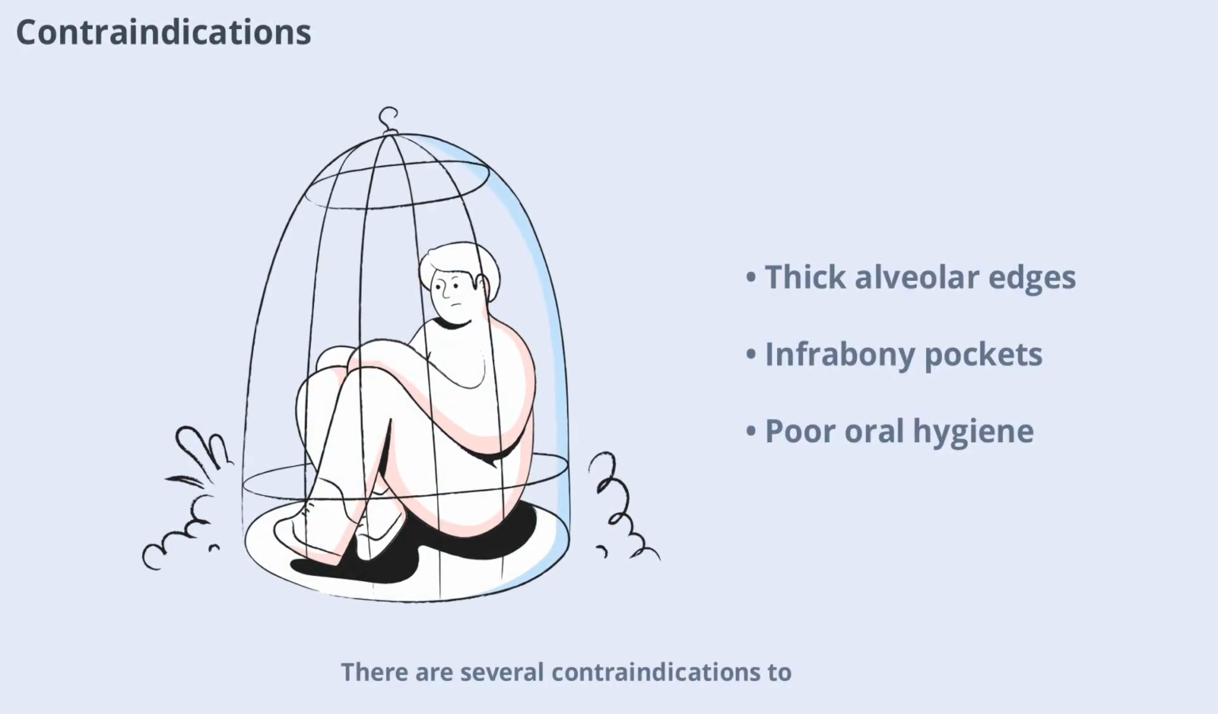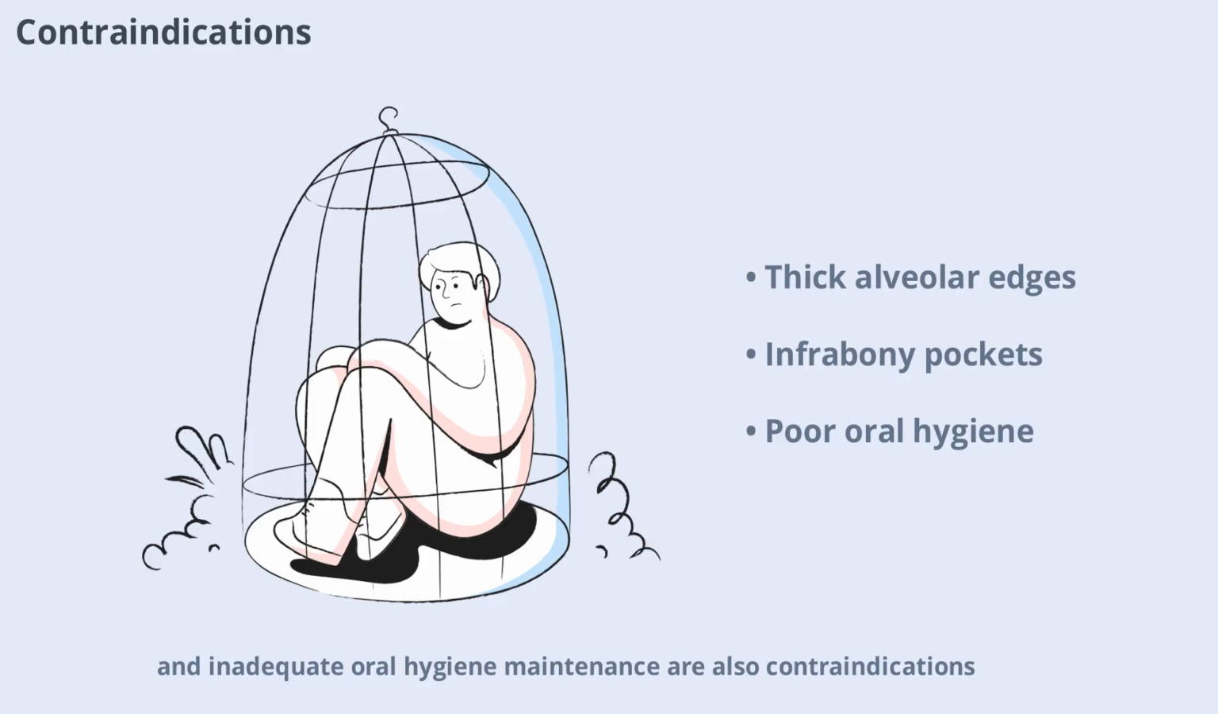There are several contraindications to gingivectomy that must be considered. The procedure should not be performed in the presence of thick alveolar edges, interdental craters, or bizarre crestal bone forms. Infrabony pockets, pockets extending to or below the mucogingival junction, and inadequate oral hygiene maintenance are also contraindications. Additionally, uncooperative or medically compromised patients, those with dentinal hypersensitivity, and cases in aesthetically challenging areas, especially the maxillary anterior region, should be avoided. Proper patient selection is crucial for successful outcomes.